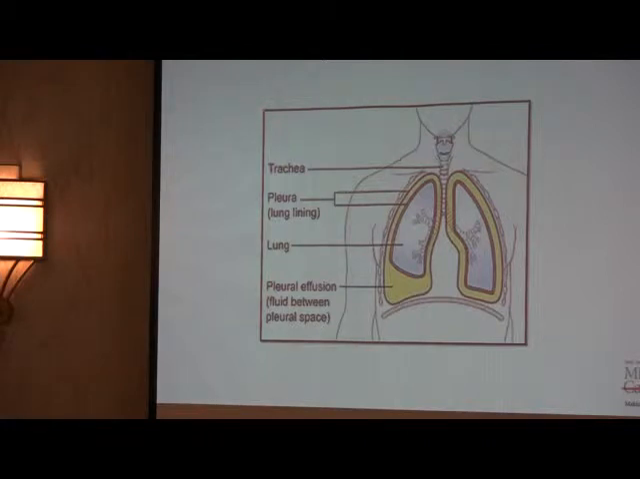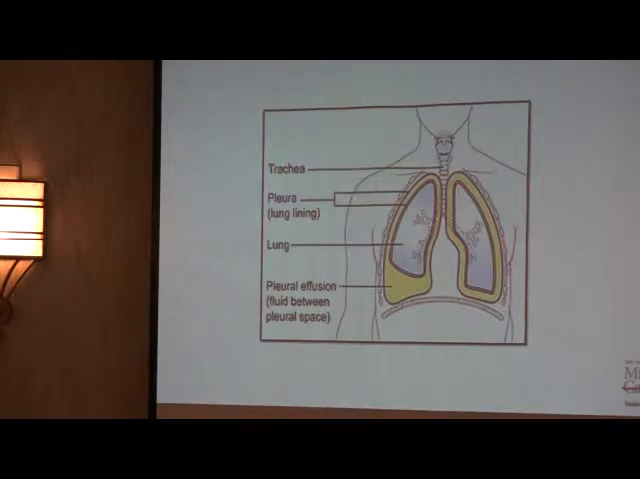Now, in ECD, we can develop pleural effusion or fluid in between those 2 linings. Now, imagine that the lung is filled with air and the lining is filled with water. The weight of the water is much higher than the weight of the air, so the lung will just collapse. And that will lead to shortness of breath. And in general, we have to drain that fluid.